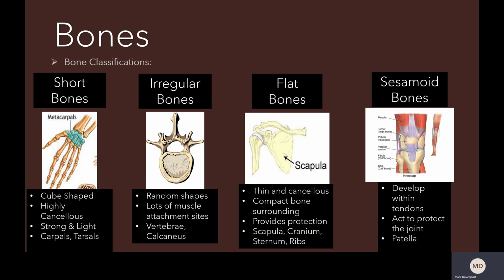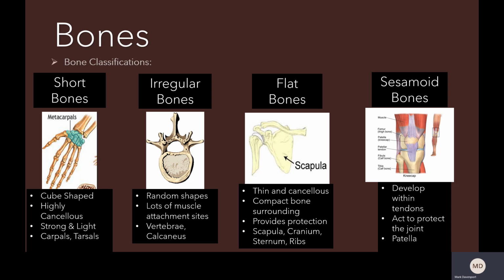Flat bones, think of your scapula is the one that springs to mind. Also, that we talked about before, your sternum that sits in front of your ribs. Even your ribs are flat bones as well, but they're thin and cancellous again, and they're compact bones surrounding. And they provide protection. That is the main role of them. Again, think of your cranium or your skull.